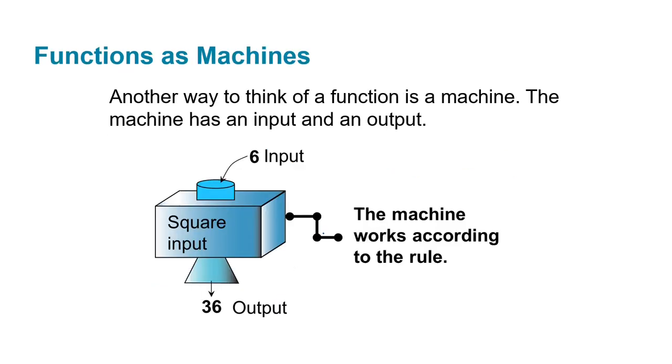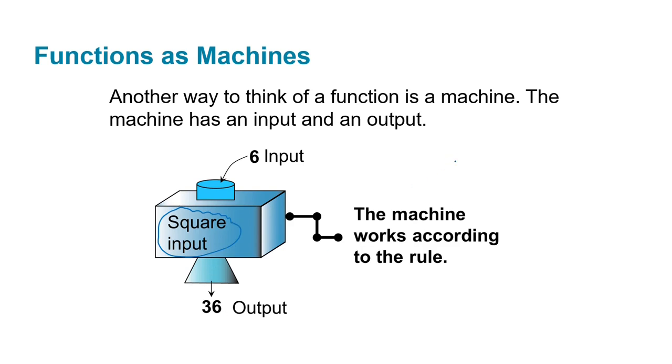Another way to think of a function is a machine. The machine has an input and output. Here we're inputting a 6 into the machine, and the machine does a calculation. It squares the input, and the output is 36.